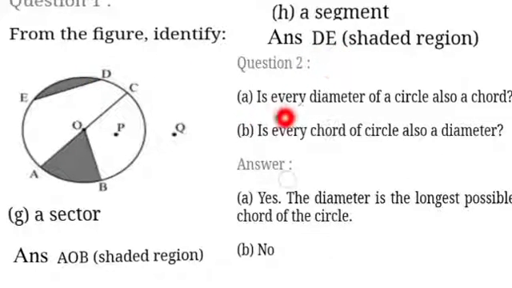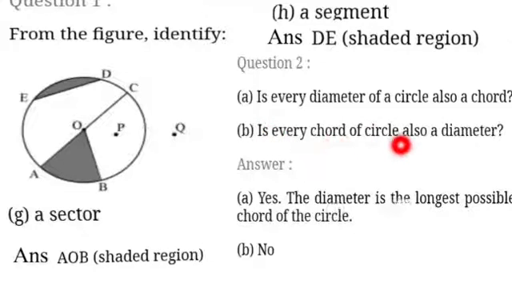Okay. Now question 2, you have to say yes or no. Is every diameter of a circle also a chord? Yes, it is true. Whenever you draw a diameter, it will always pass through the center of the circle, and both end points of the diameter will lie on the circle. So this diameter will definitely be a chord also. You can say a diameter is a chord. Yes, every time a diameter is a chord. So we are going to write yes.